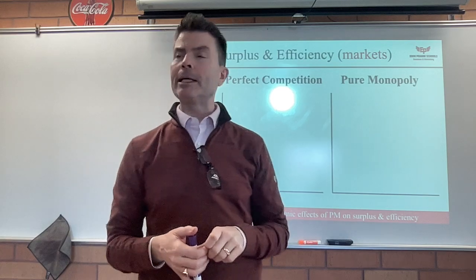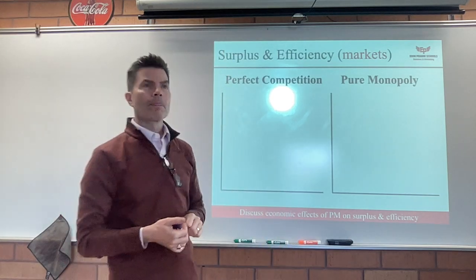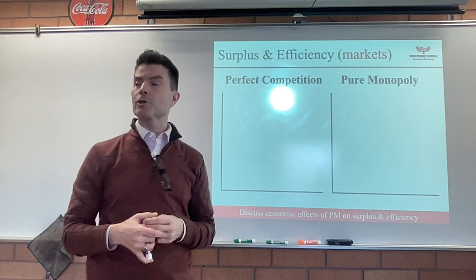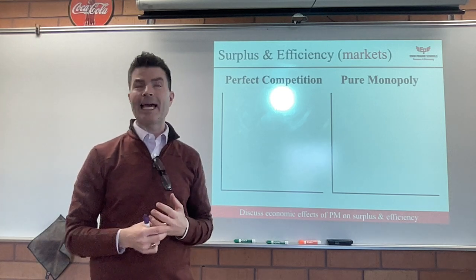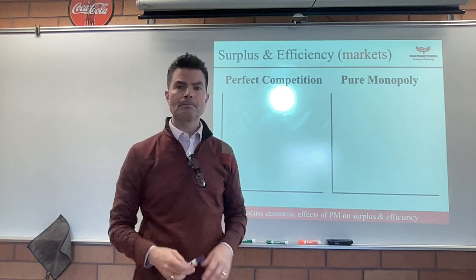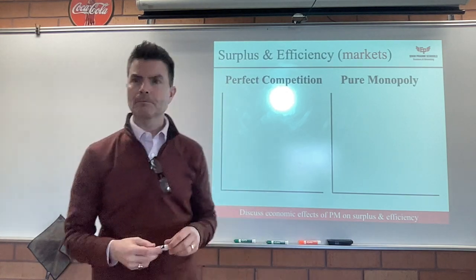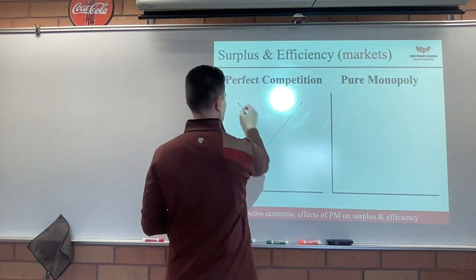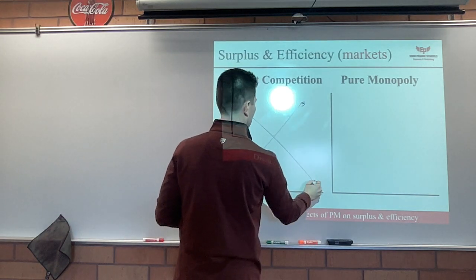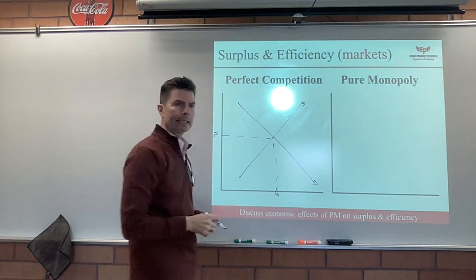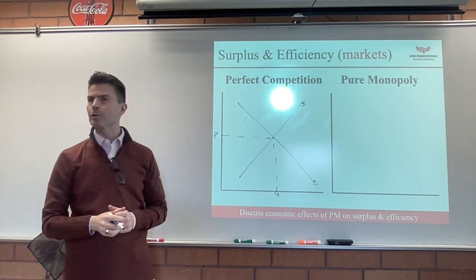A perfectly competitive industry, identify P and Q, and then identify consumer and producer surplus. This goes back to the beginning of chapter 4. This goes back a little ways. That's your beginning. So hopefully yours looks like this.